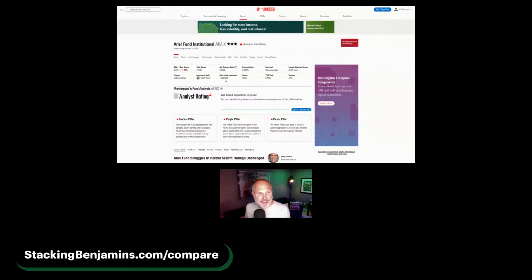Of course, this is institutional because it's in your 401(k). Institutional, this word or the letters at the end, again, are just about how you pay fees.